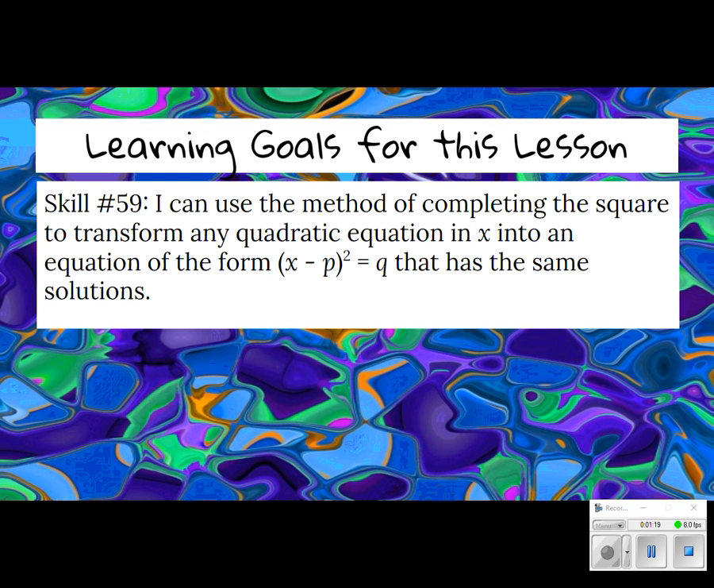You can use the method of completing the square to transform any quadratic equation to the form (x minus p) squared equals q that has the same solution. So our goal is to be able to transform something to where I can use the taking square roots method. Remember, taking the square root of both sides and then getting x by itself. But this is like a precursor to that. That is what we're going to do tomorrow and work through.